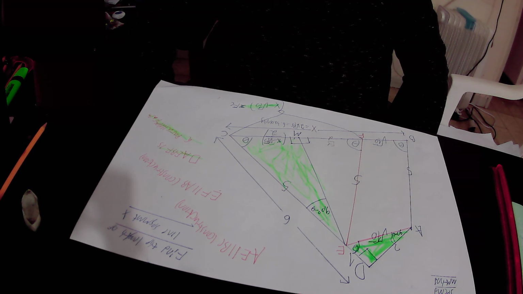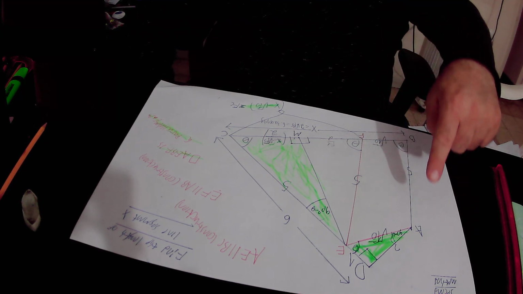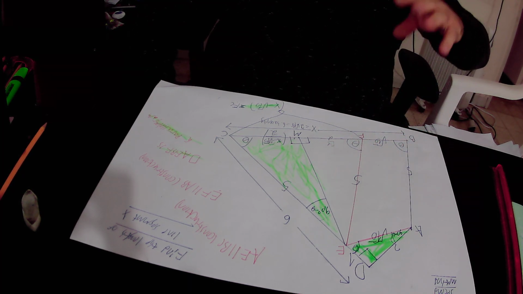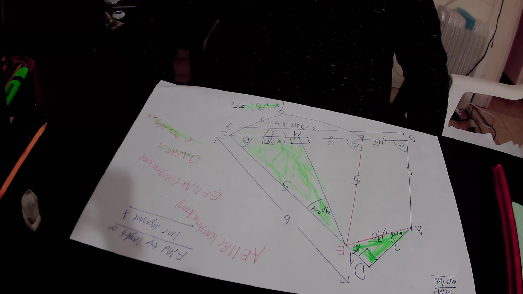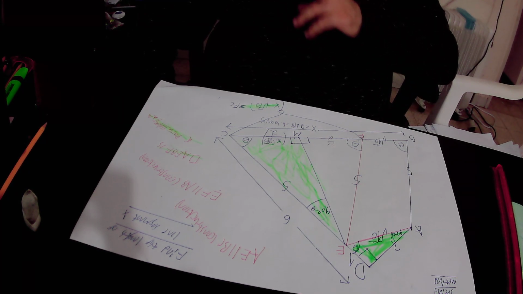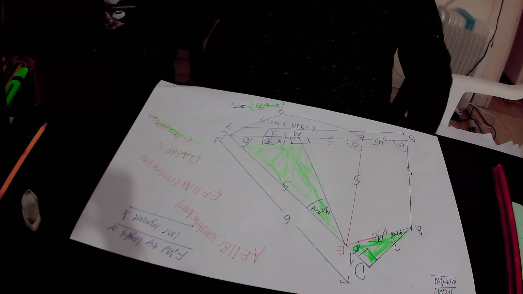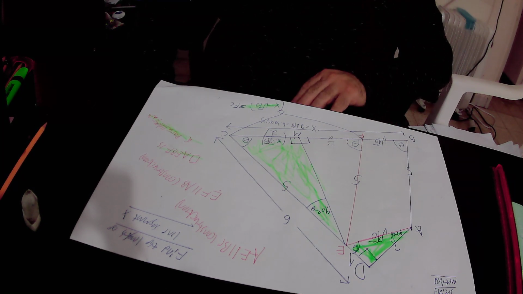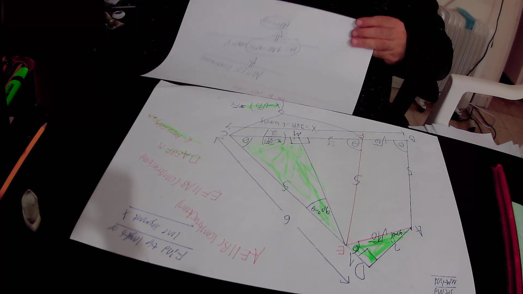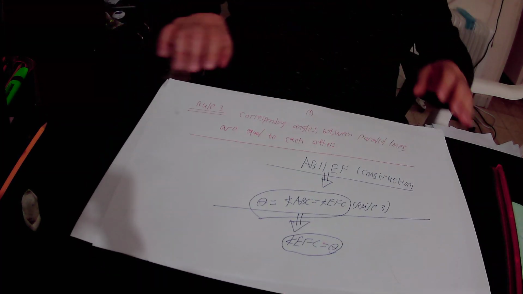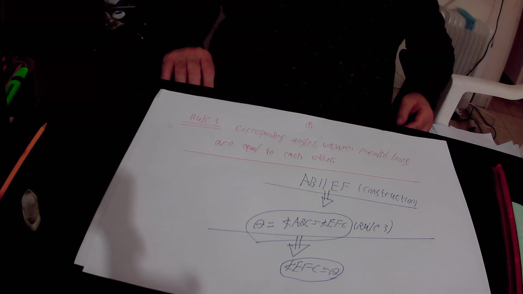Why? Because it has two couples of sides that are parallel to each other. AE is parallel to BF and AB is parallel to EF, and this is exactly the definition of a parallelogram. Okay, so again, quadrilateral AEBF is a parallelogram. And actually, we have rule number 3, according to rule number 3, corresponding angles between parallel lines are equal to each other.